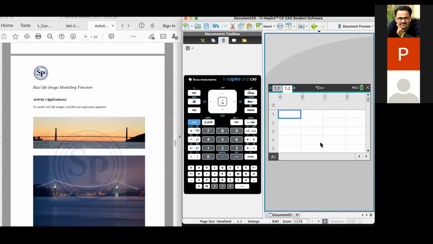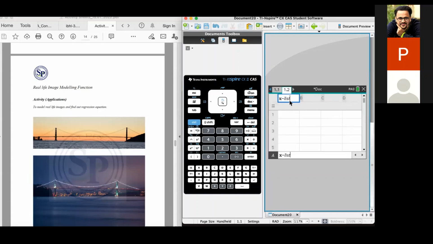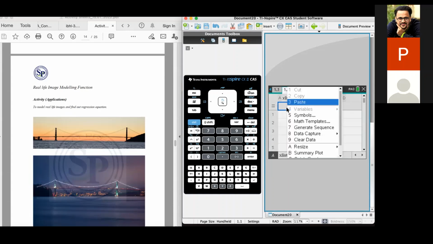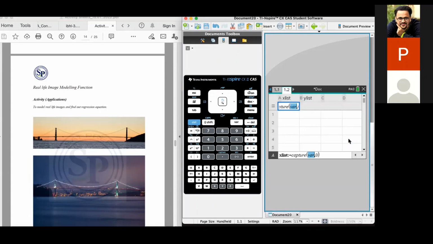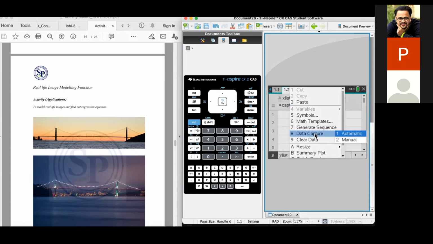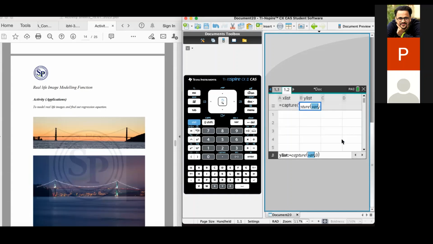you need to go on this here, you type x list, y list, go on data capture and manual. And here you need to type X. Enter. Similarly, you go on Y, right click, data capture, manual. Enter.